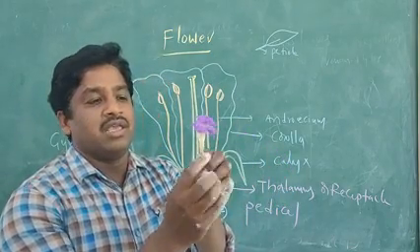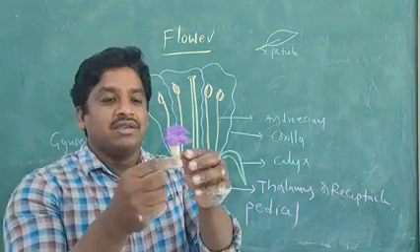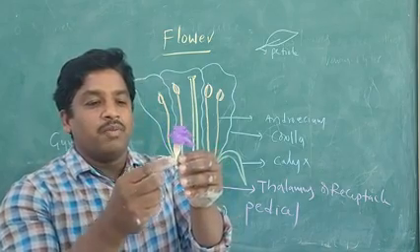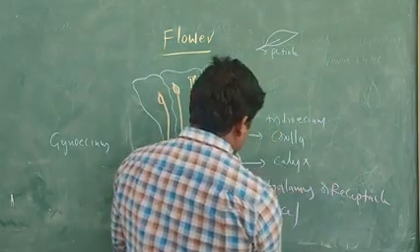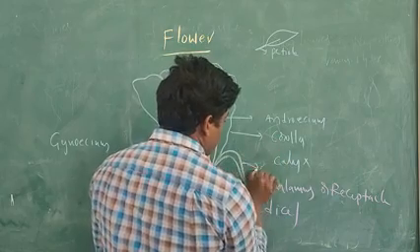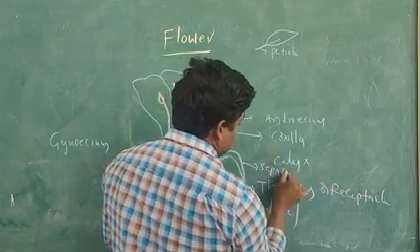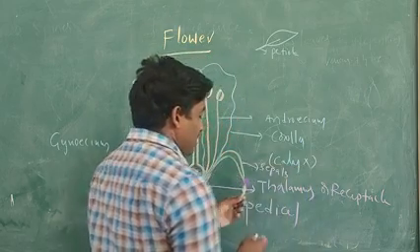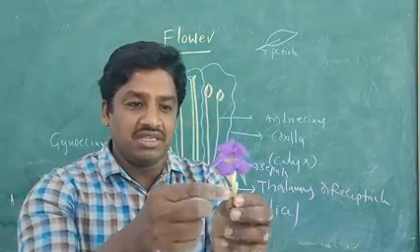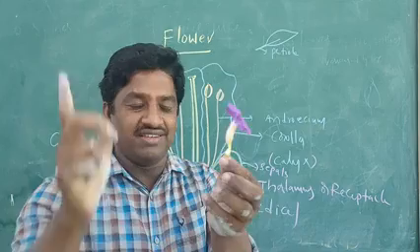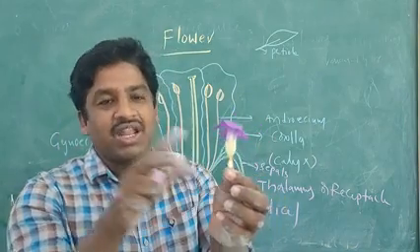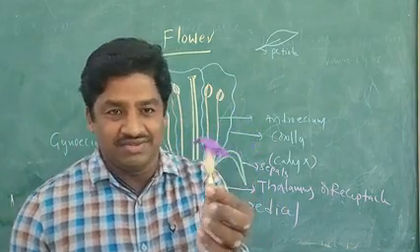The calyx consisting of sepals. So this is what you call sepals. These are sepals, on the outer side. It may be 2 present in this flower, actually 4 to 5 are present.